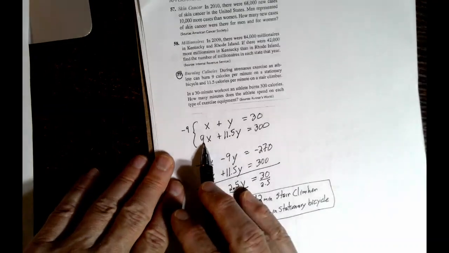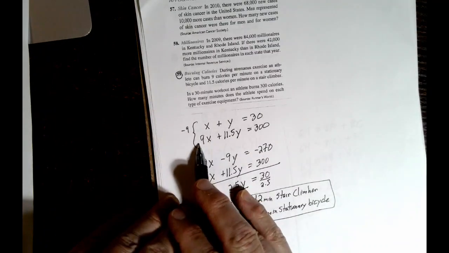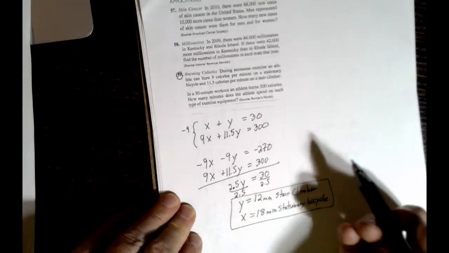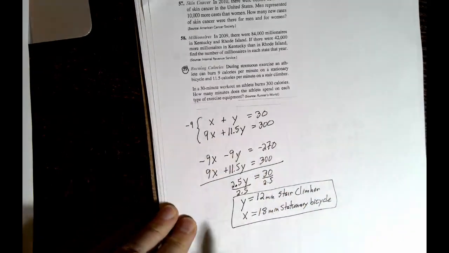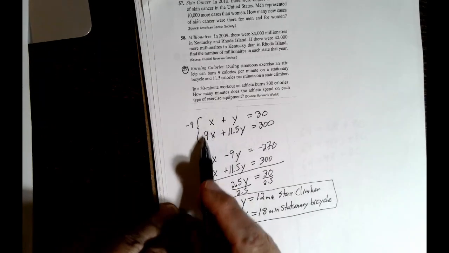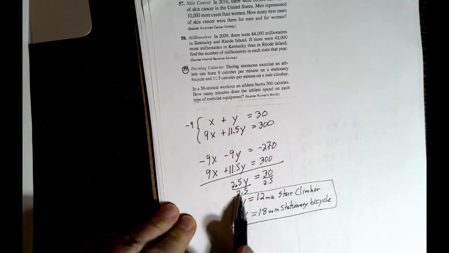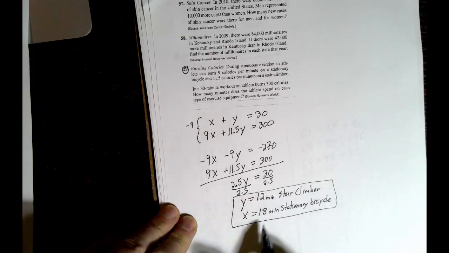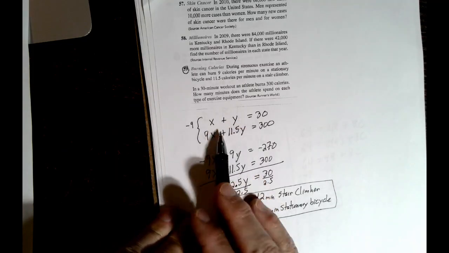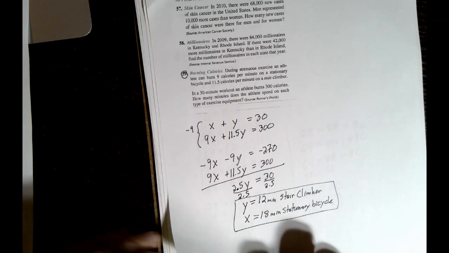And so now the total number of calories is the number of minutes times 9, plus the number of minutes times 11.5. So you've got your two equations, two unknowns. You multiply by -9 so your x's go away. And you solve it and you get y equals that. And now once you know y is 12, the other one has to be 18 because they have to add up to 30. Right? And so there you go.